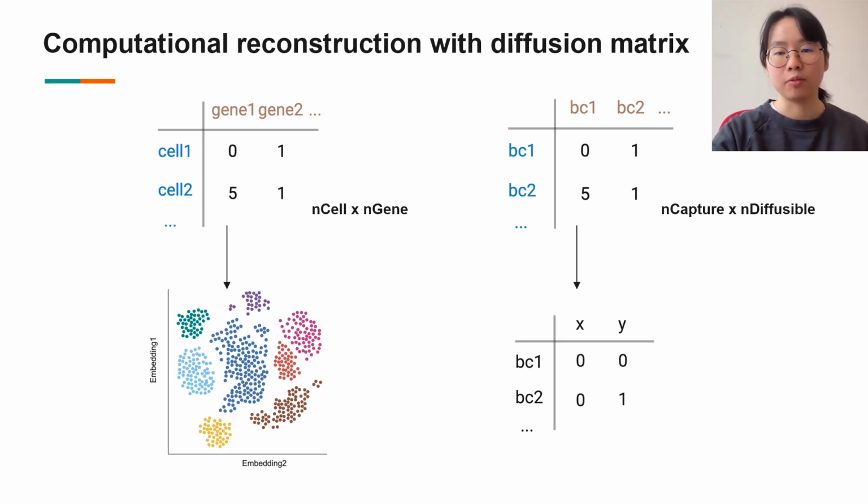Same here, we want beads that capture a similar set of diffusible beads to be physically close to each other. Also, the high-dimensional diffusion matrix is actually generated from the 2D physical space and has an intrinsic 2D manifold. So we want to use dimensionality reduction to learn the low-dimensional manifold.